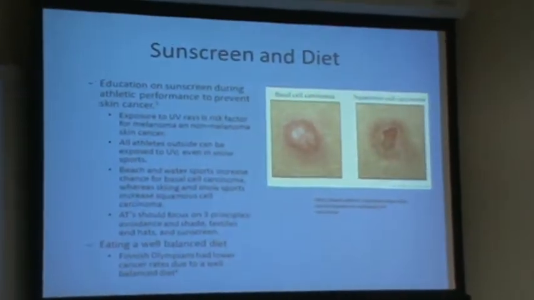Alright, so sunscreen and diet. Education on sunscreen during athletic performance is key to prevent skin cancer. Exposure to UV rays is a risk factor for melanoma and non-melanoma skin cancer. All athletes outside can be exposed to UV, even in snow sports, because when there's snow on the ground, the sun reflects, so it hits you even harder than if there's no snow on the ground. Beach and water sports increase the chance of basal cell carcinoma, whereas skiing and snow sports increase squamous cell carcinoma. Basal cell carcinoma occurs on the top layer of your skin, which is the epidermis, and it can look pearly or waxy, white or light pink, flesh colored or brown.